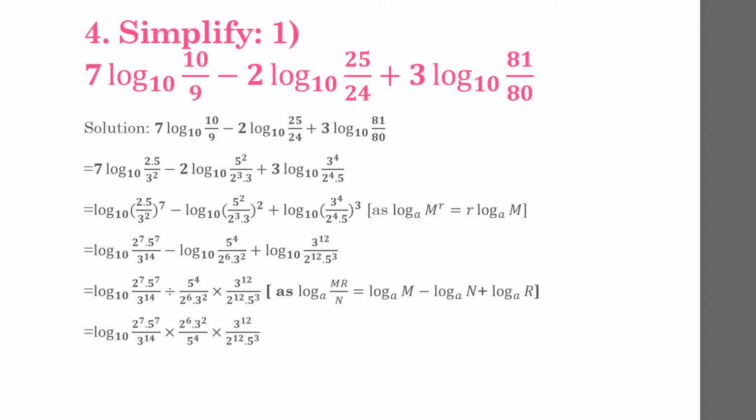So now if we want to change the division sign, we have to reciprocate the fraction after the sign, and we can give a multiplication sign in place of division. Now I have written the same line once again. Log₁₀ of 2⁷×5⁷/3¹⁴ times 2⁶×3²/5⁴ times 3¹²/(2¹²×5³).